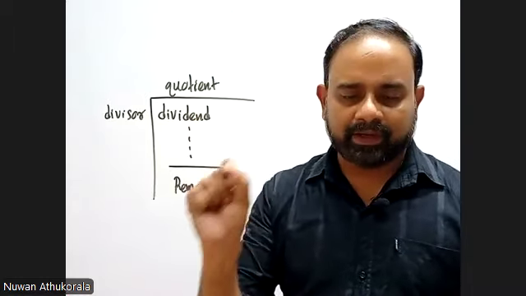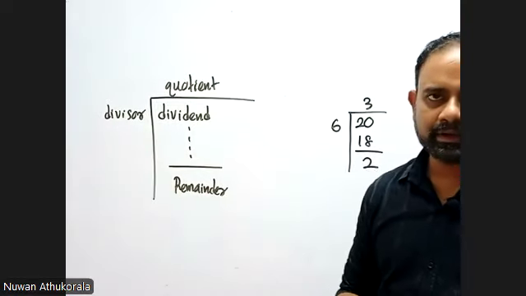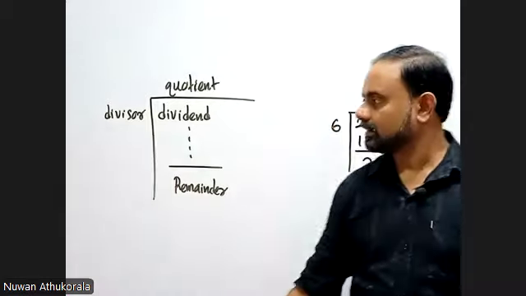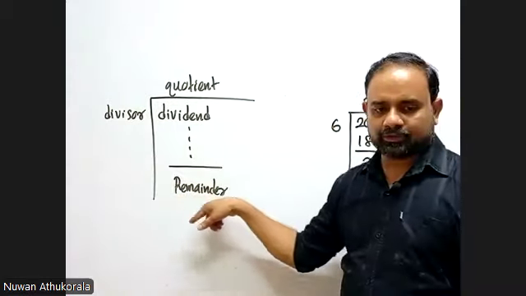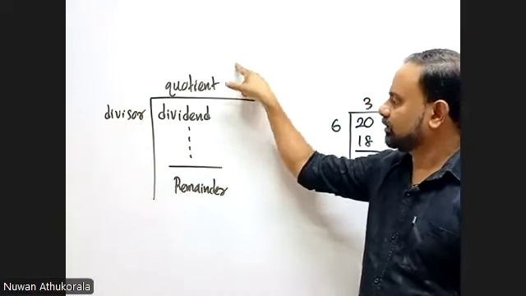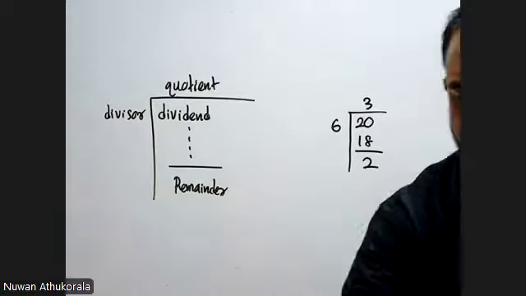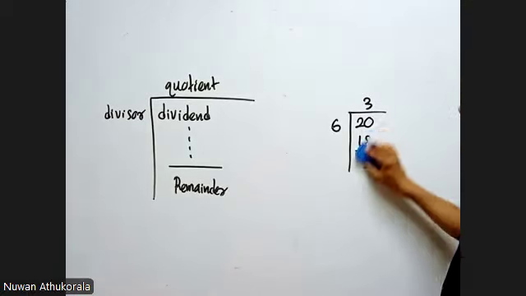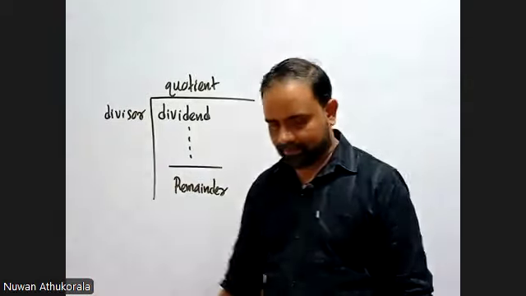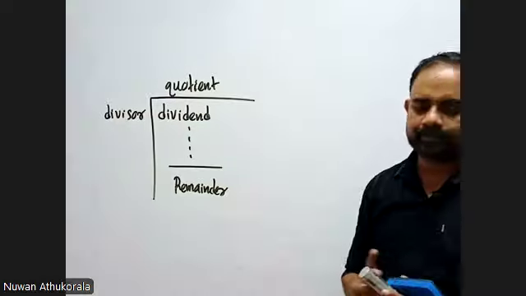Then write the subtopic, format of long division. Write down this one. Dividend is divided by divisor, quotient, remainder. This is the format of long division, right?